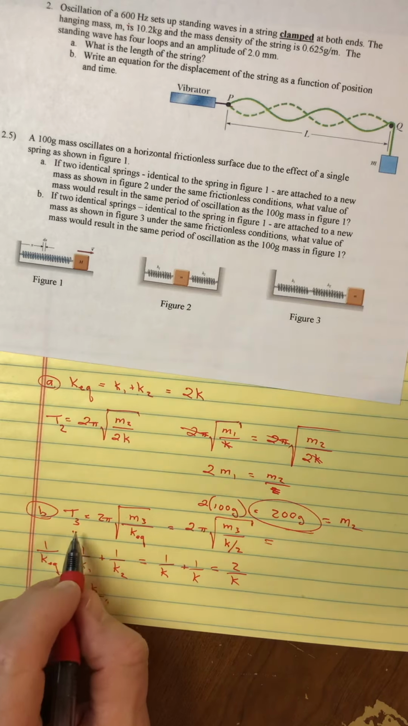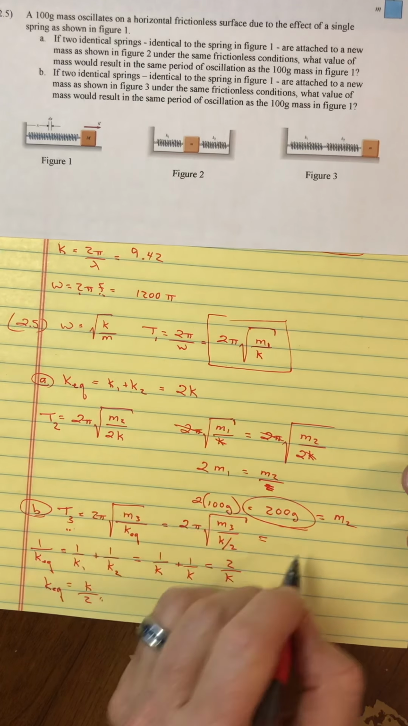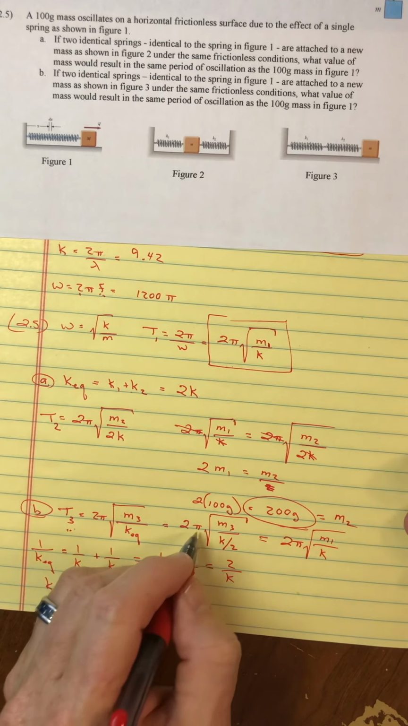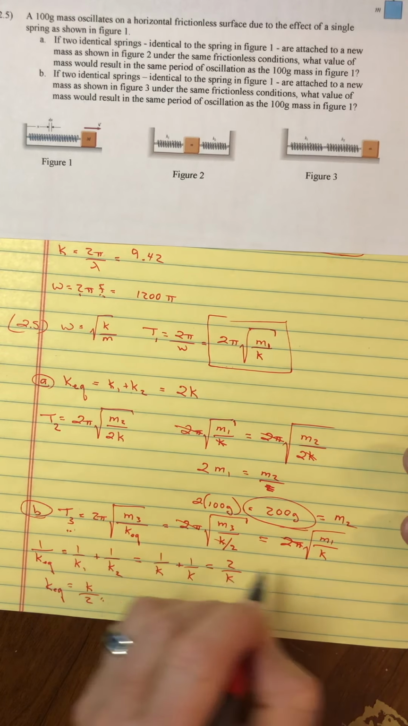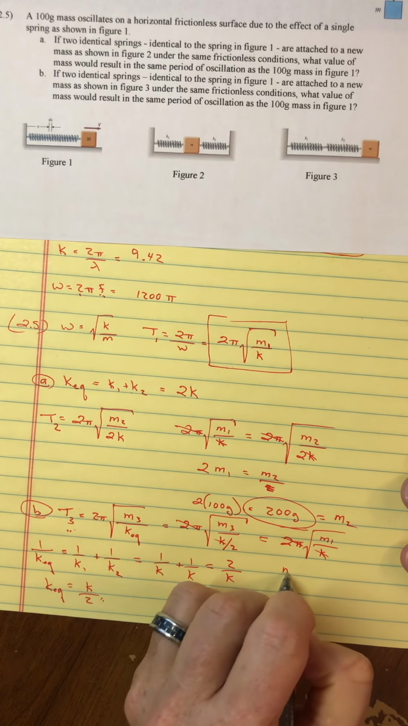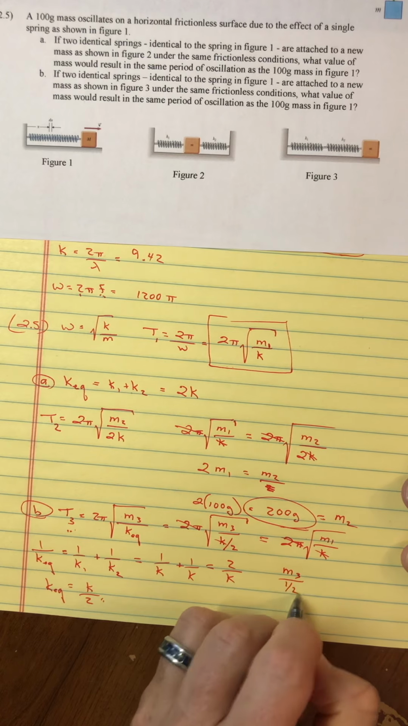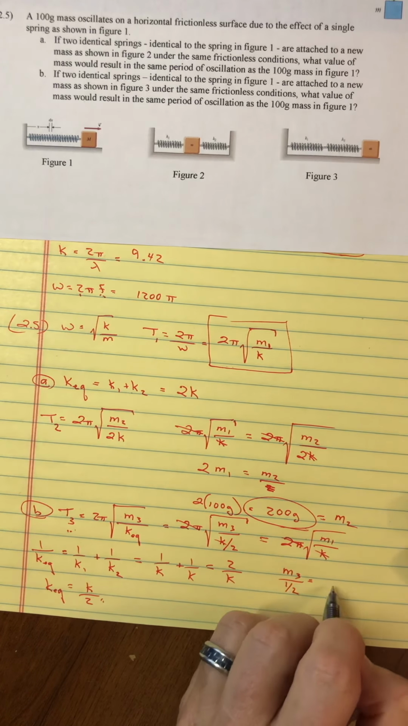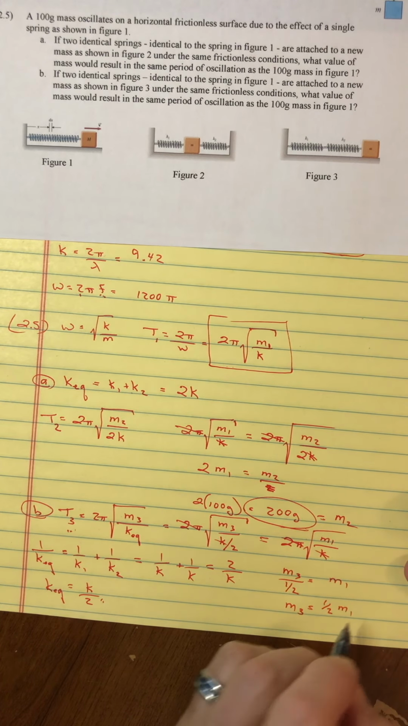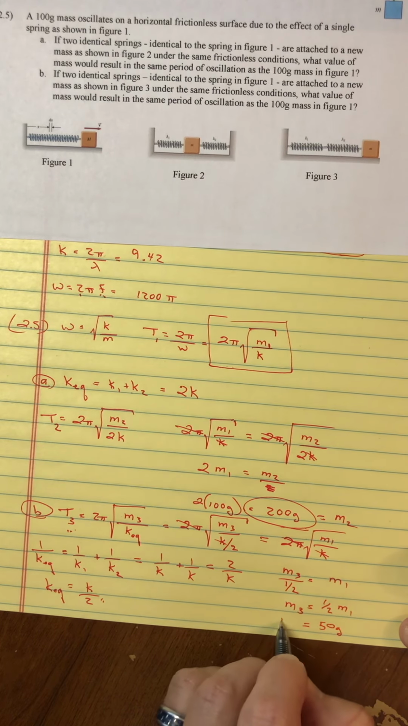Of course, the question says we want period number 3 to be the same as back here, period number 1. So let me set it equal to 2 pi over the square root of mass number 1 over k. Again, the 2 pi's will cancel off, and even the square root of k would cancel off. Then I have these square roots, but if I square them, I get m3 times 1 over 2 equals m1, or m3 is equal to 1/2 of m1. And since m1 is 100, half of 100 is 50 grams.